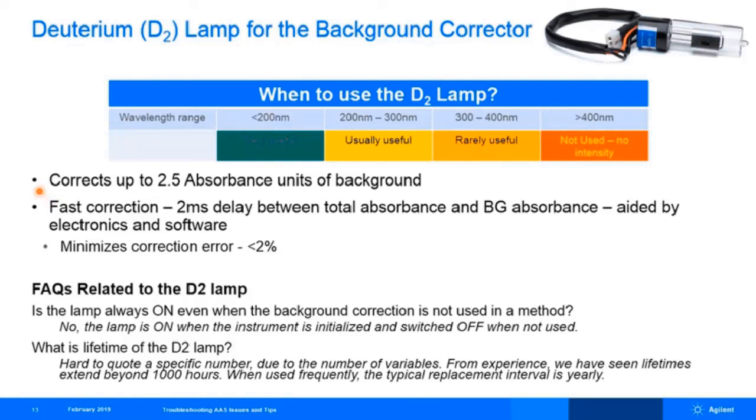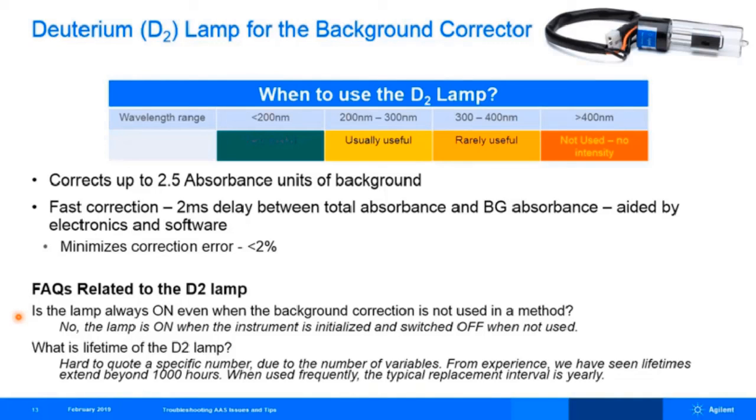The Agilent background correction system provides good capability, so it can correct up to 2.5 absorbance units of background. It provides very fast correction with less than a 2 millisecond delay between our readings, and that means we can minimize the correction error that occurs when you're working with the background corrector. Now, there are also some common questions that many users ask about the deuterium lamp. So here are some of those common questions and the sort of answers that we can provide.